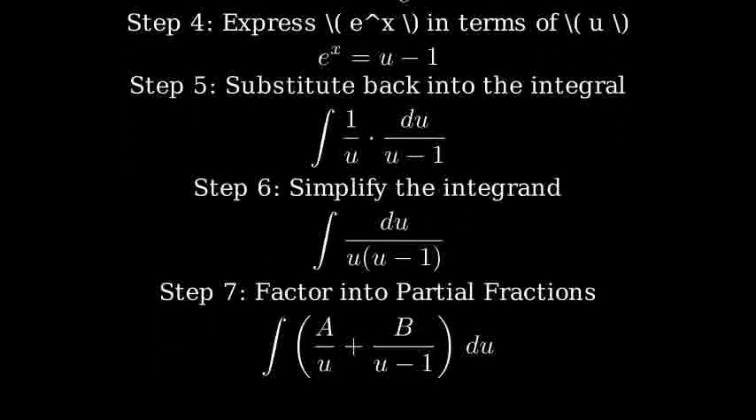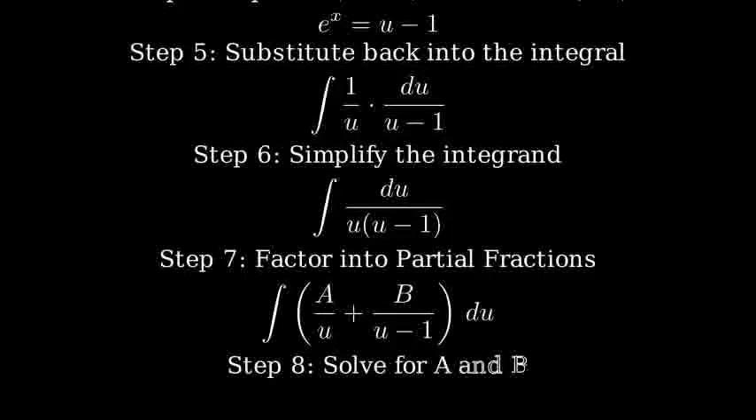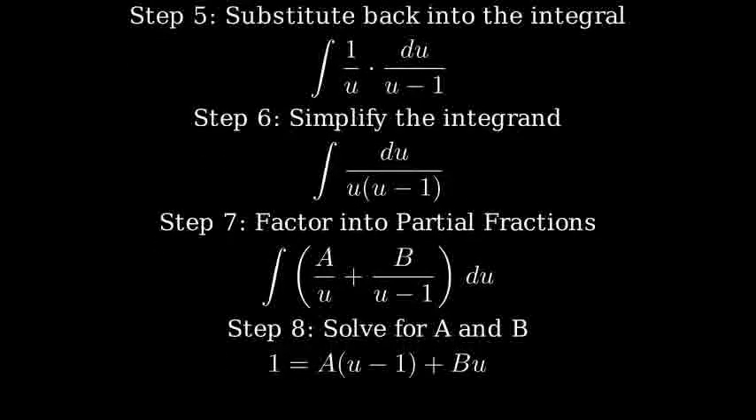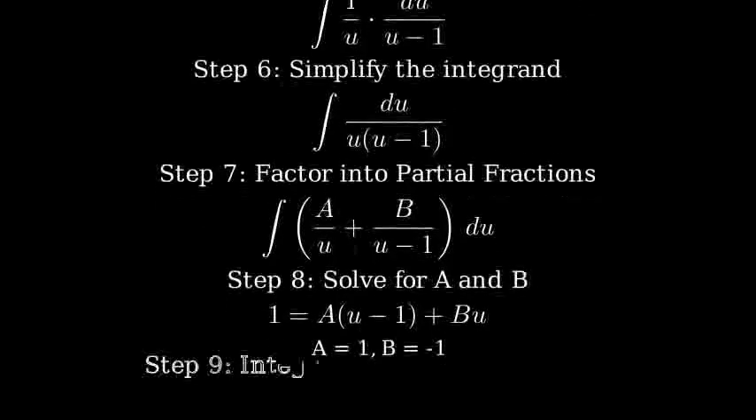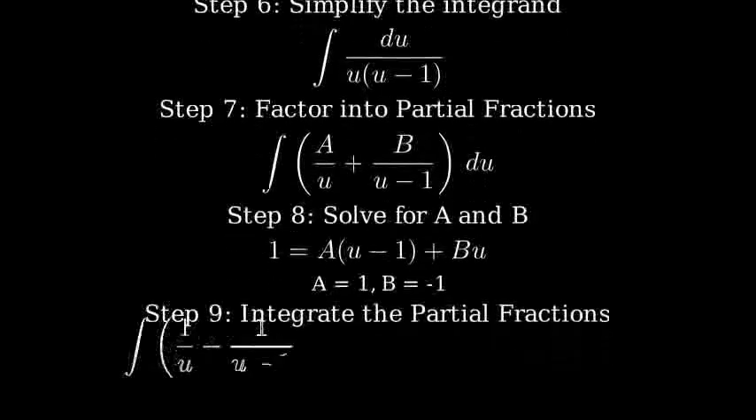Break the expression into the two fractions, a over u plus b over u minus 1, that later will yield a logarithmic solution. To solve for a and b, cross-multiply to form an equation and compare coefficients. Solve the resulting equations to obtain that a equals 1 and b equals negative 1. Substitute a and b back into the integral.